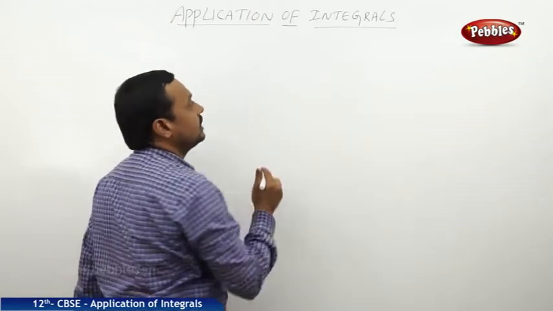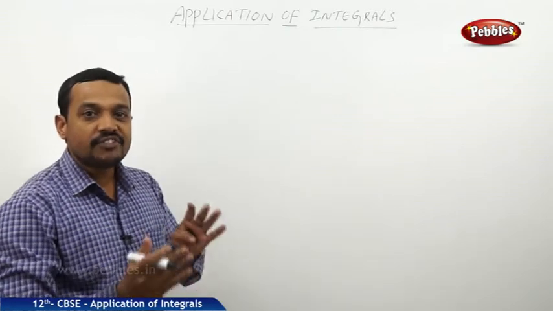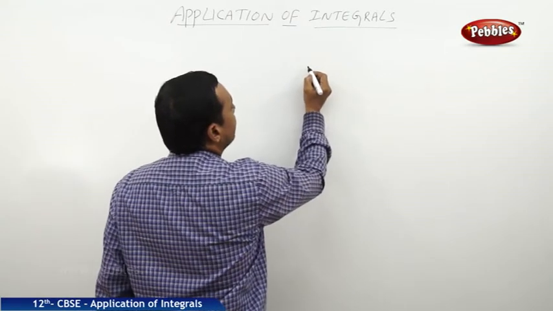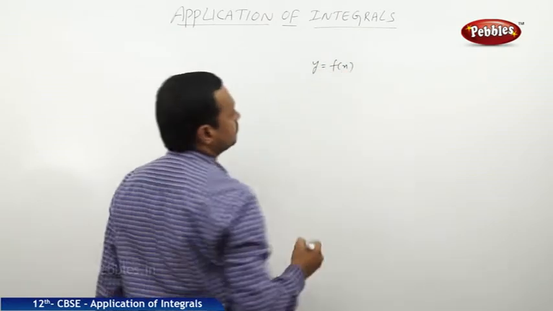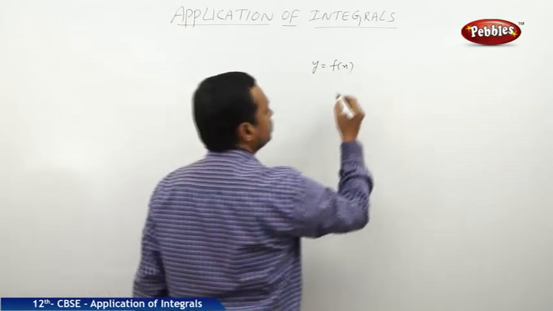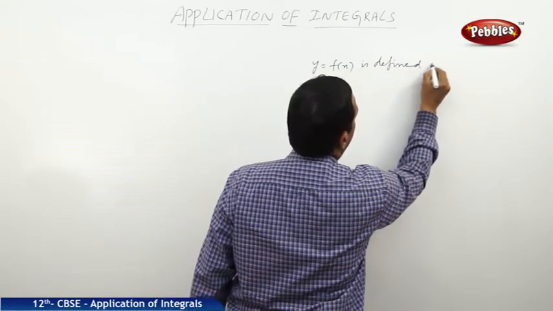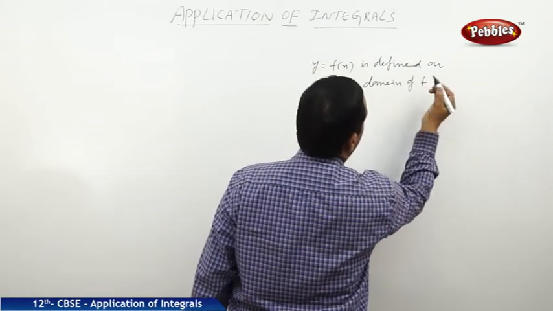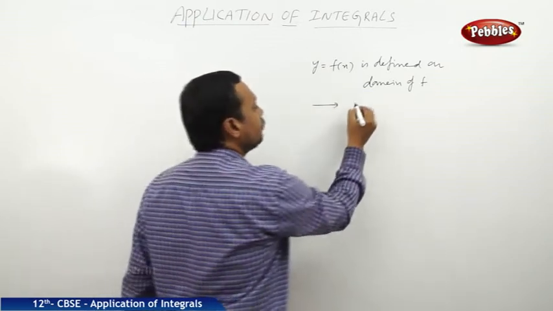So, already you studied that integration is the anti-differentiation of a function. The integral of a function y is equal to f of x, if it is defined on the domain of f, then that integration is called indefinite integration.